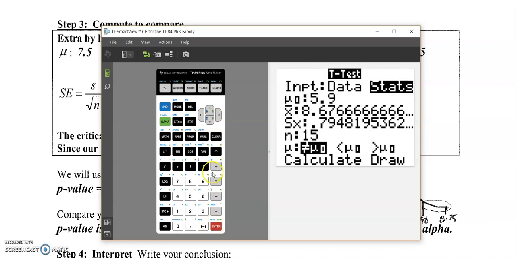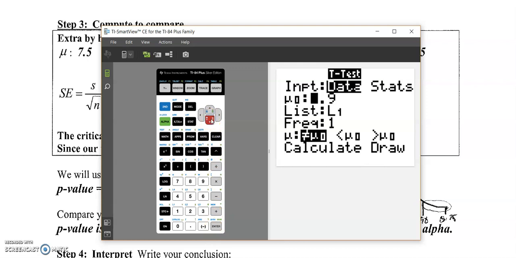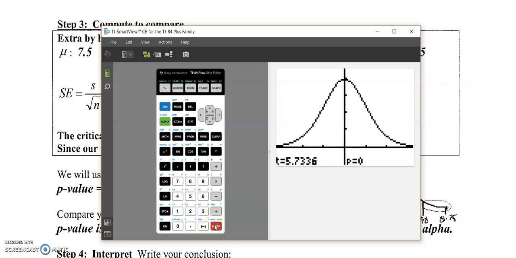Push enter. This time we have the data, but we could also do stats. But since we have the data, we're going to choose data. Our mu is 7.5. The list of our data is in list 1, so we hit second 1. Frequency, we always leave it at 1. In this case, we're doing greater than, so we choose greater than. Then you can choose calculate if you want just the numbers, or draw if you want the picture and the numbers. So if we did the draw, hit enter, we find that our test statistic is 5.73, which matches pretty closely to our 5.75, and our p-value is essentially 0.